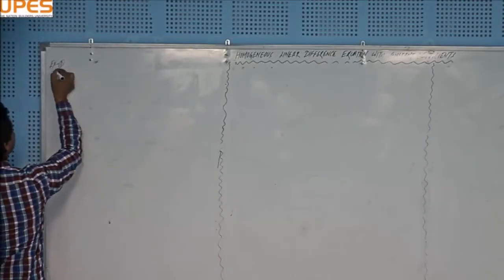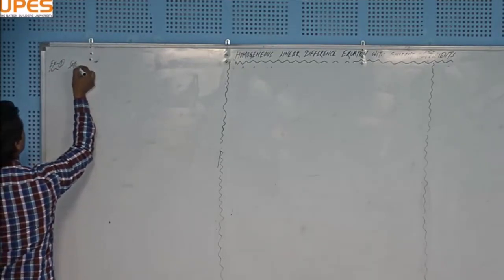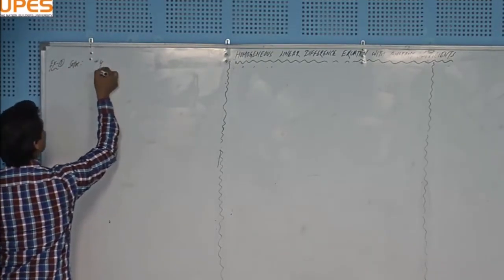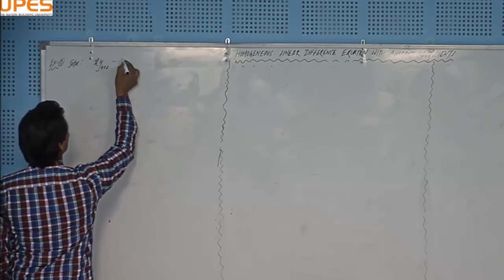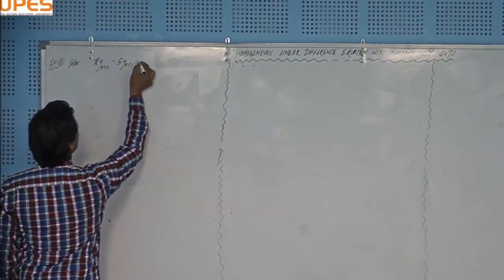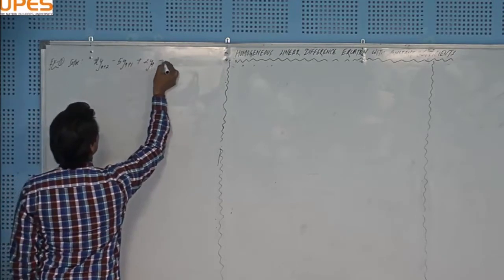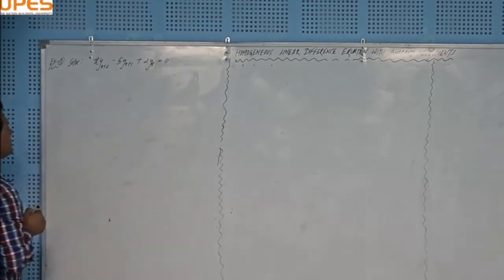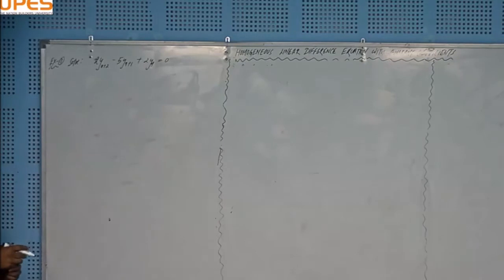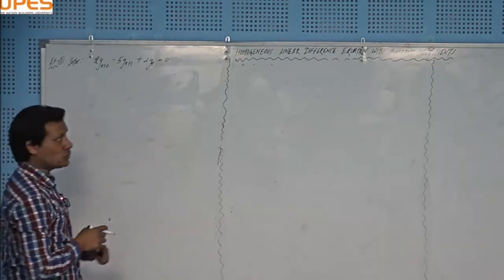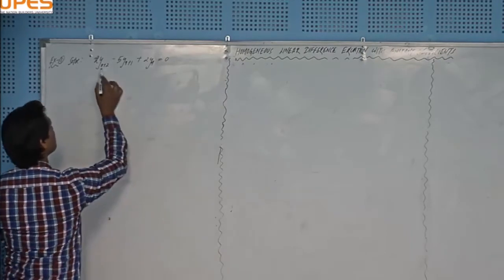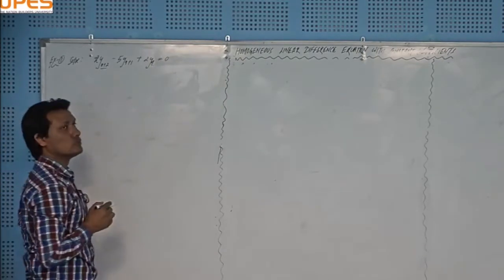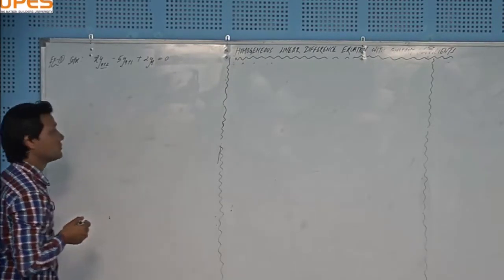Example number 1, solve the difference equation y(n+2) minus 5 times y(n+1) plus 2 times y(n) equal to 0. You can see that this difference equation is of order 2 because the difference of these suffixes, n plus 2 minus n, is equal to 2. And that's why the order is 2.